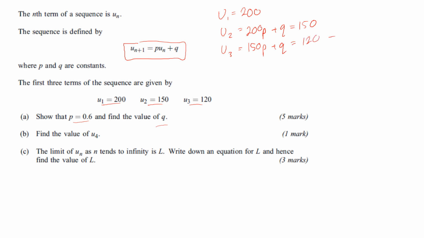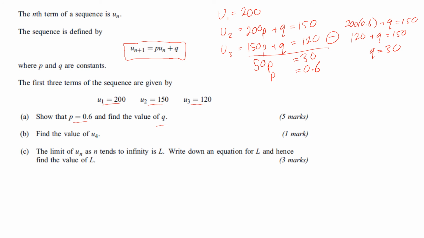Then we can do a classic simultaneous subtraction there, and we can say 50p is equal to 30, divide by 50, p is 0.6. Now if we want to find q, we can substitute that back in, so 200 lots of 0.6 plus q is equal to 150. So that's 120 plus q is 150, so q equals 30. There we go. Nice, 5 marks.